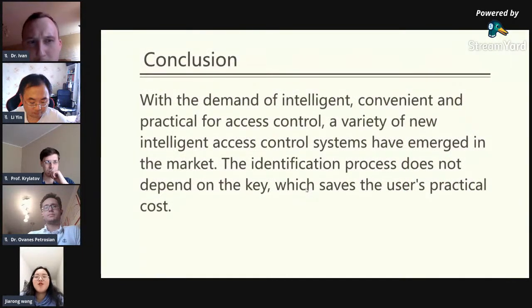Finally, with the rapid progress of image processing and biometric technology, face recognition technology has made an important contribution to public safety.